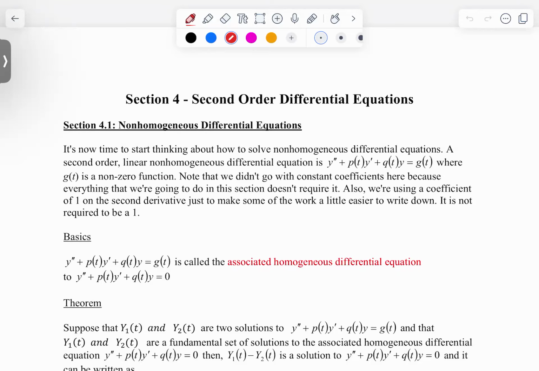Okay, so everything we are still looking at is second order differential equations, but now what we're adding to this is non-homogeneous. If we recall last time, the homogeneous functions, everything we did in section 3, it's equal to 0. The only thing we're about to change is we are going to now make it equal to a function.